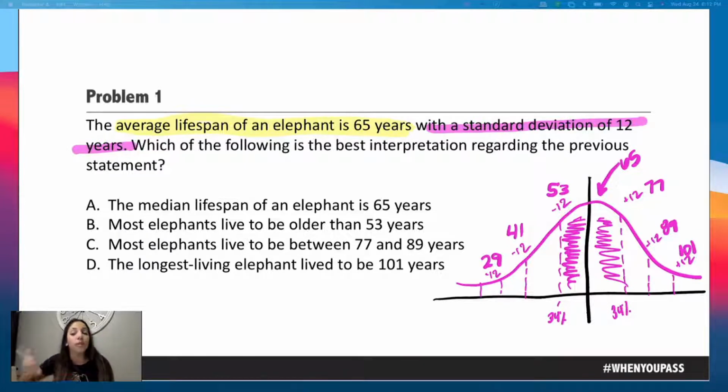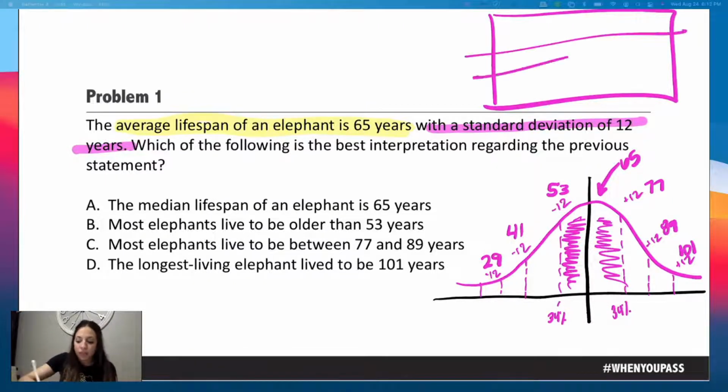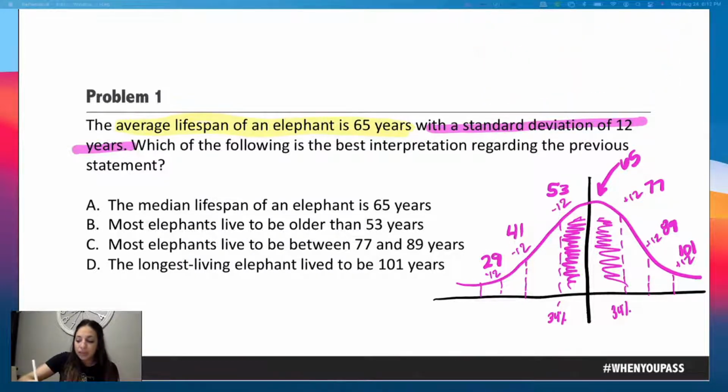I don't know what the oldest elephant is. I don't know what the youngest elephant is. I don't know any of that. They didn't give us a table of values that say, here are all of the ages of the elephants. All they told us is the standard deviation. So I don't know the median, and I don't know who the oldest elephant is, and I don't know who the youngest elephant is. Even though technically, when we look at standard deviations, this is kind of where we stop.